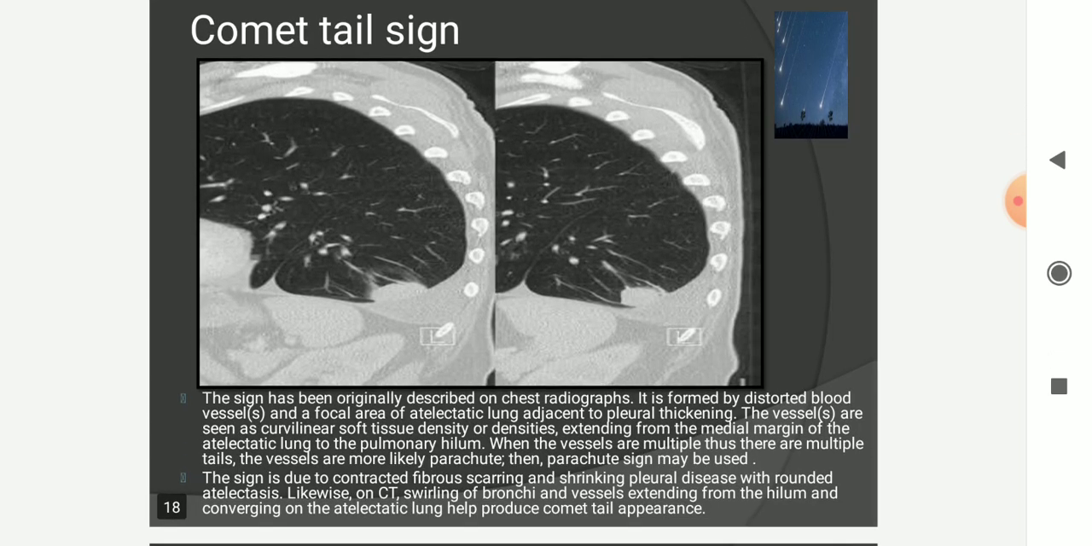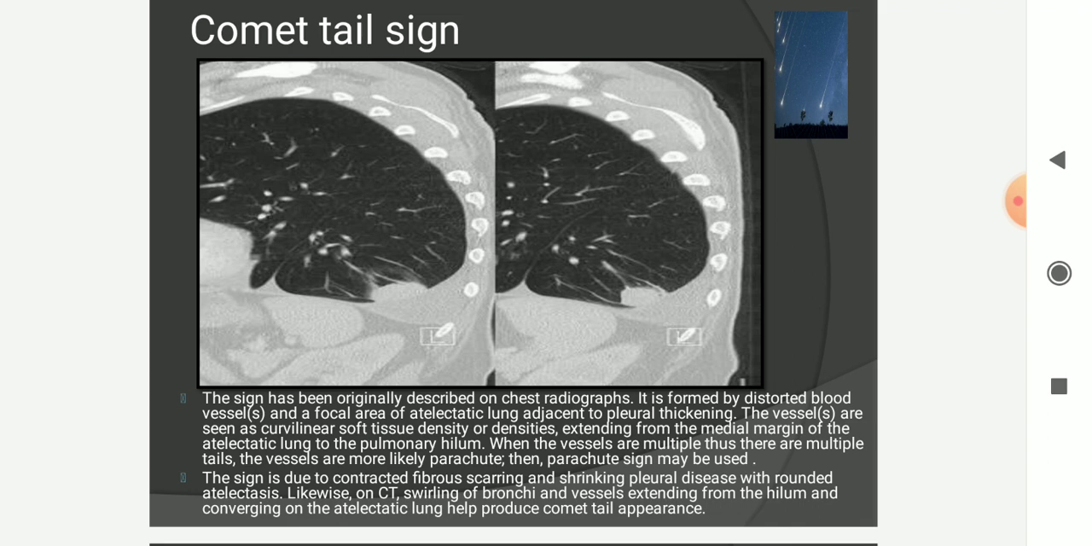Comet tail sign: it is like a comet tail falling from the sky. The sign was originally described on chest radiograph. It is formed by distorted blood vessels and a focal area of atelectatic lung adjacent to pleural thickening. The vessels are seen as curvilinear soft tissue densities extending from the medial margin of the atelectatic lung to the pulmonary hilum.